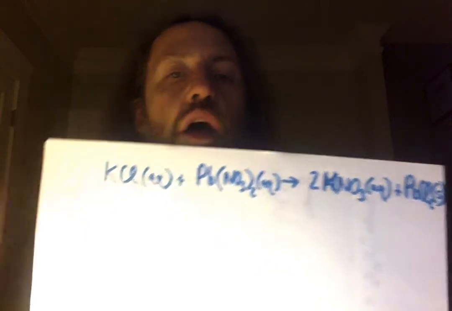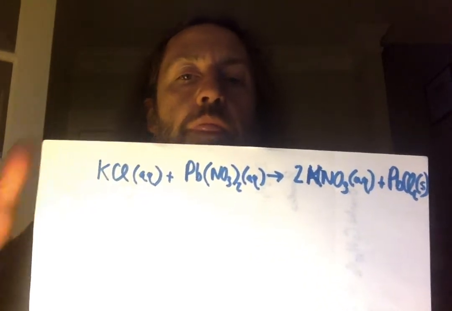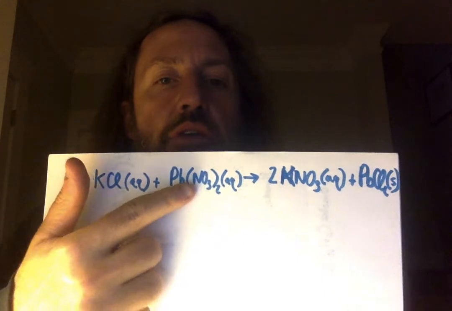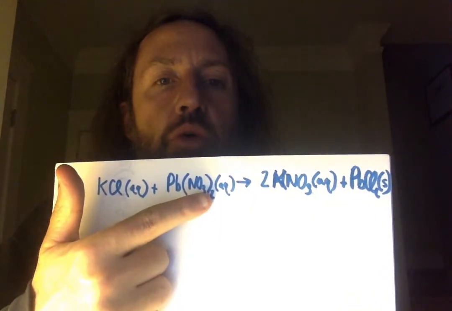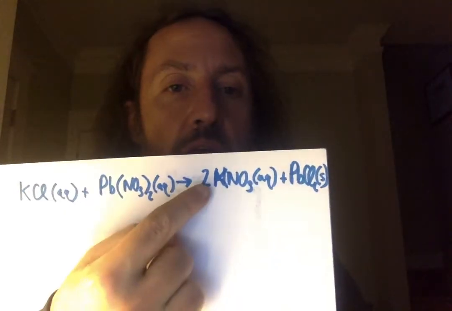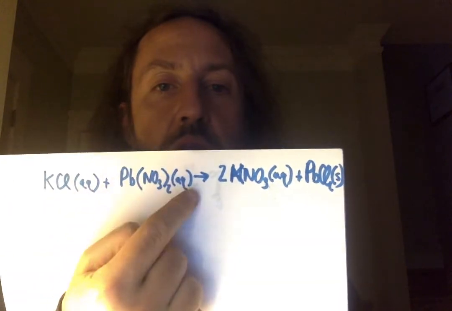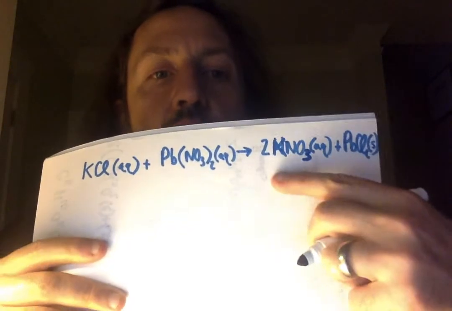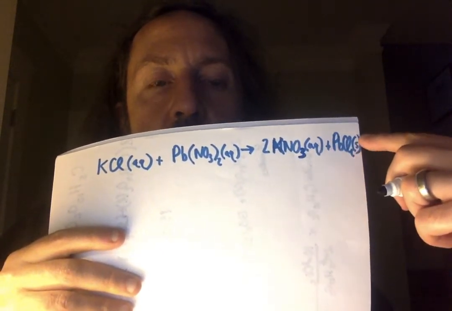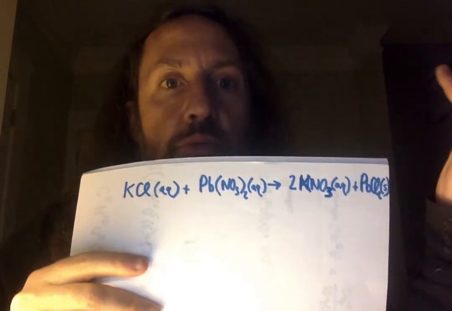So you see that we have two ionic compounds. We have potassium chloride and lead nitrate, and they're aqueous, so they're both soluble in water. But when we put them together, we get potassium nitrate, KNO3. That's a 3 that looks like a 2 on the video. So you get potassium nitrate, KNO3, and lead chloride, which you see here by the S forms a precipitate, so it falls out of solution.